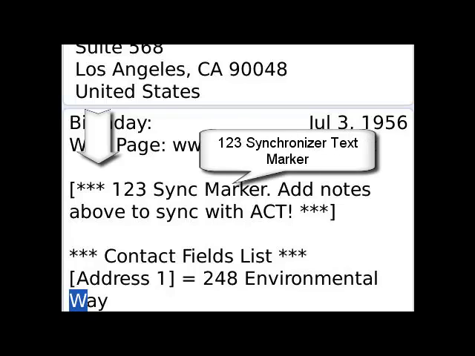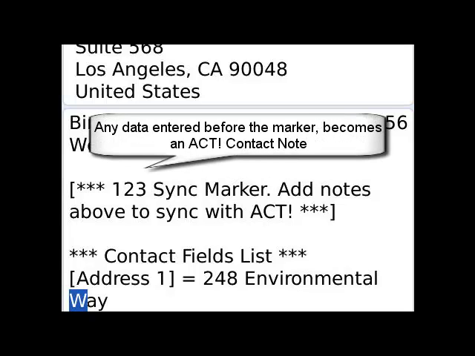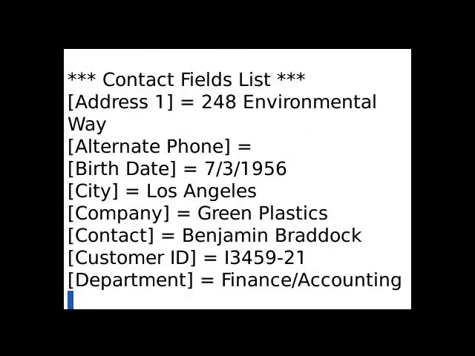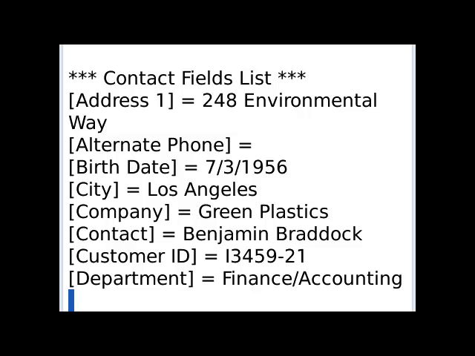As you can see here, here's the 123 synchronizer marker. Any data added above the marker is actually synchronized as a note for that particular contact. And now we're going to look at the rest of the contact. Back on the Blackberry, now we can see that the contact's field list makes it over to the contact body text with all the fields defined.